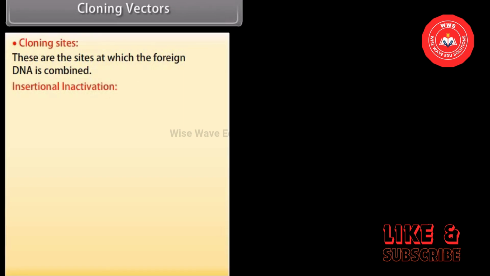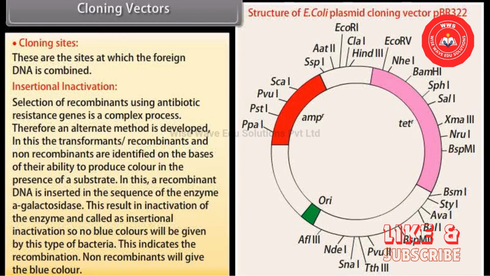Insertional inactivation. Selection of recombinants using antibiotic resistance genes is a complex process. Therefore, an alternate method was developed. In this, the transformants, recombinants and non-recombinants are identified on the basis of their ability to produce color in the presence of a substrate. In this, a recombinant DNA is inserted in the sequence of the enzyme beta-galactosidase. This results in inactivation of the enzyme and is called insertional inactivation, so no blue color will be given by this type of bacteria. This indicates the recombination. Non-recombinants will give the blue color.